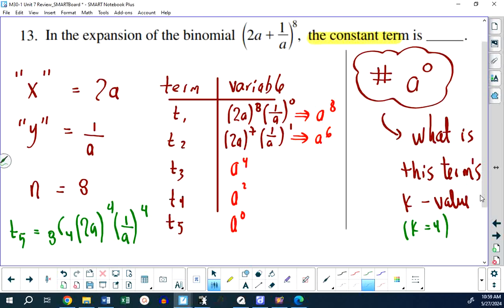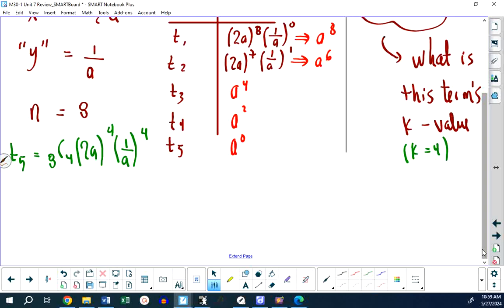However, the answer to the question being, what is the coefficient? We have 8 choose 4. We have 2 raised to the 4. All of our a's combine to give a to the 0. So whatever 8 choose 4 times 2 to the 4 is our coefficient, the constant term.